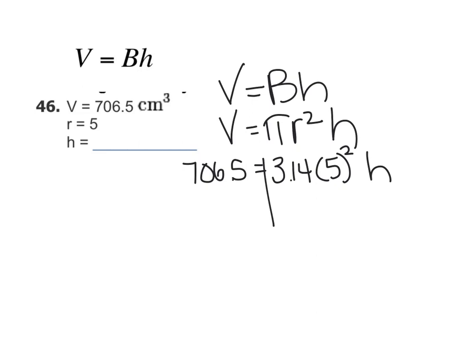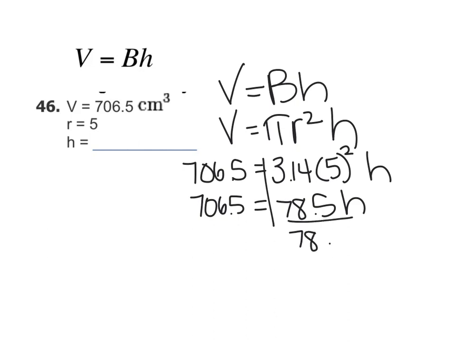So now we need to take and multiply our 3.14, because we're just simplifying everything on the right, so that then we can solve for that H, times 5 squared, and I'm going to have 706.5 is equal to 78.5, and then we have H. All right, so now we want to get that H all by itself. So to get the H all by itself, since it's multiplying it, we're going to divide both sides.